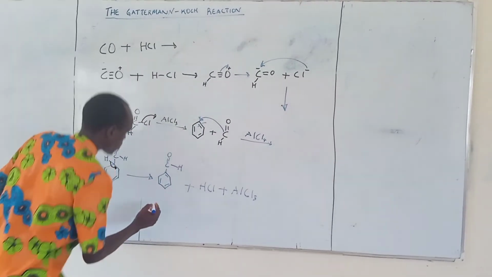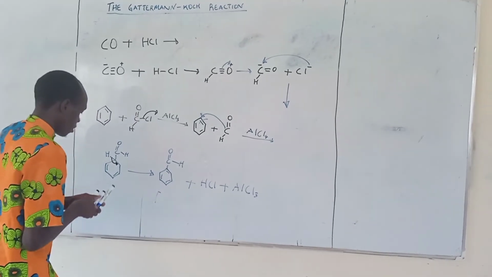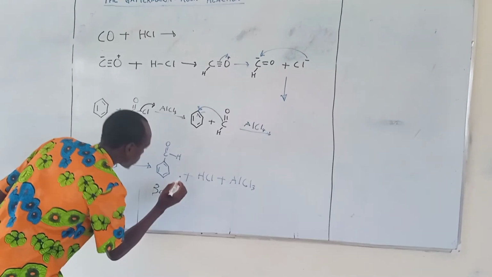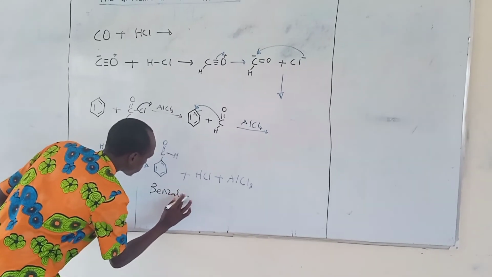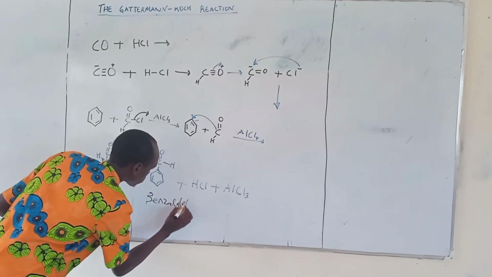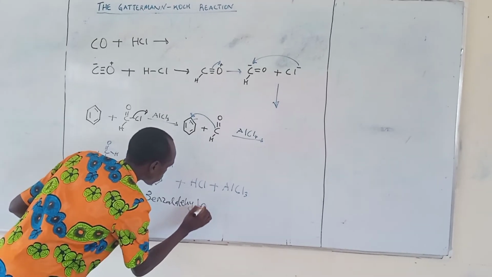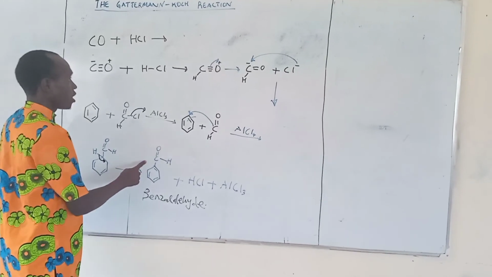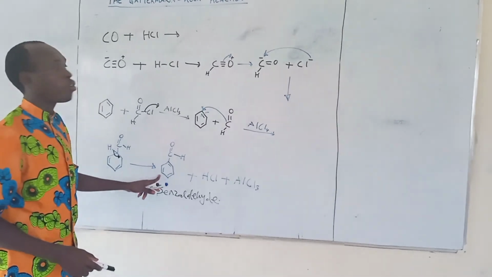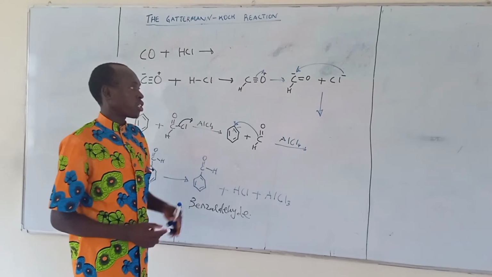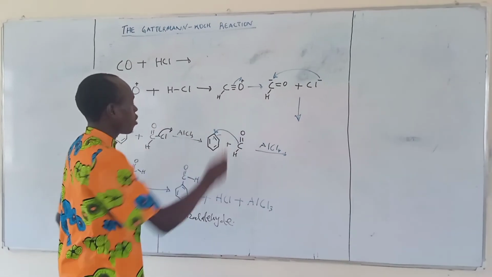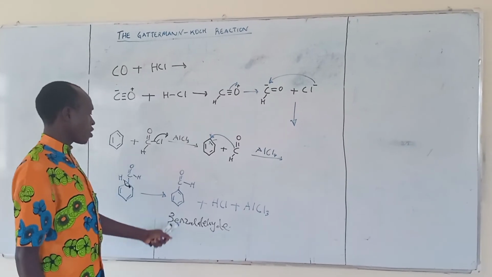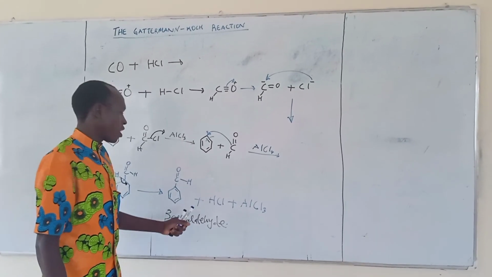Now this is the benzaldehyde. So this is the benzaldehyde obtained here. This becomes the significance of the Gattermann-Koch reaction, because it formed the formyl chloride, then we used our formyl chloride to react with benzene, then at last we arrived at the benzaldehyde.